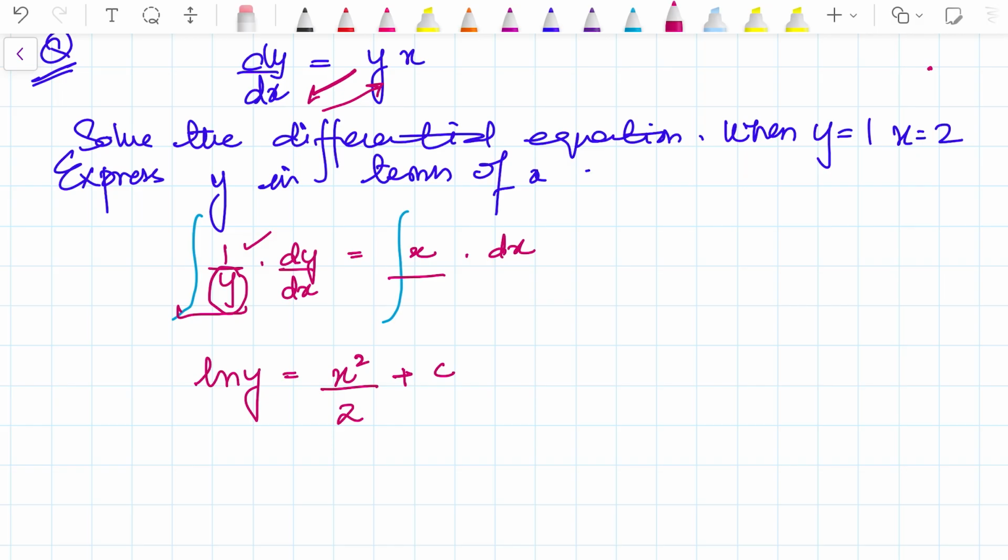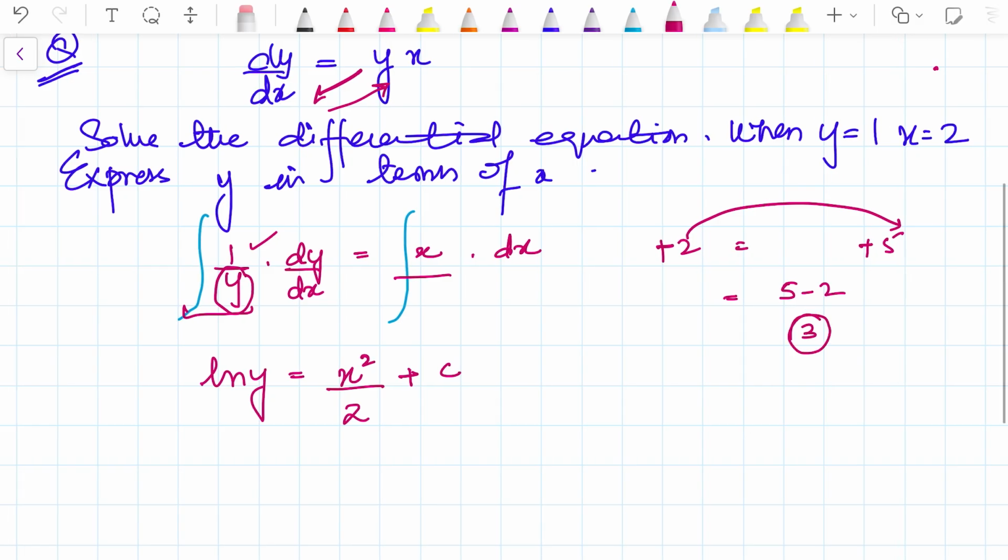Because if we write plus c on both the sides, the effect is only on one side. So for example, if it's a plus 2 here and a plus 5 here, eventually when 2 goes to the other side it becomes 5 minus 2, which is 3. So overall, the effect is only on one side, and I'm taking that effect on the right hand side. You can also take it on the other side, it doesn't matter. Now, when y is 1, x is 2.